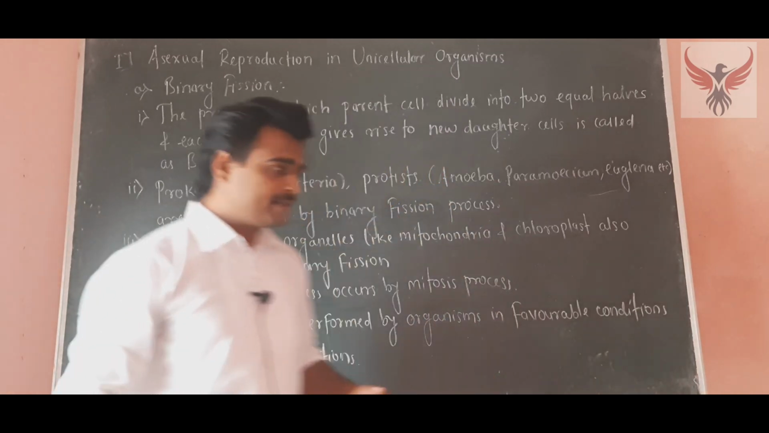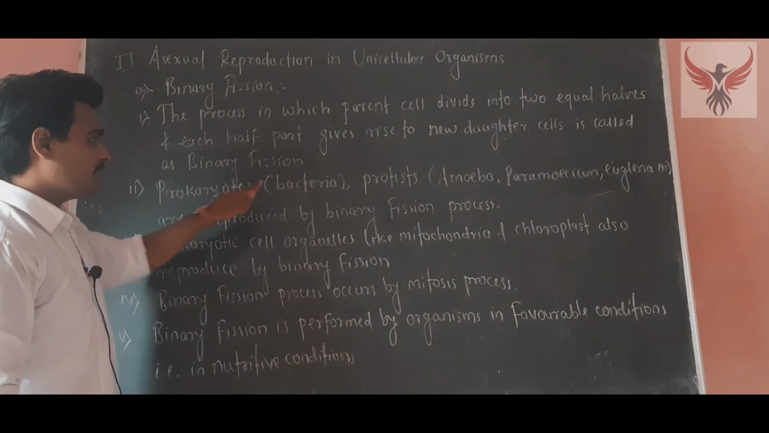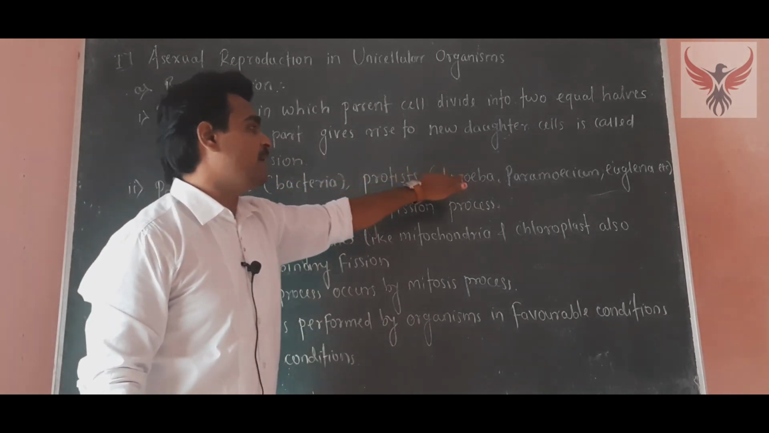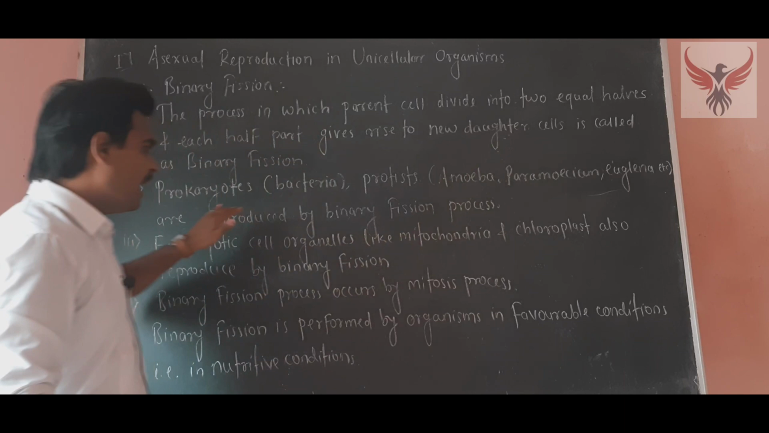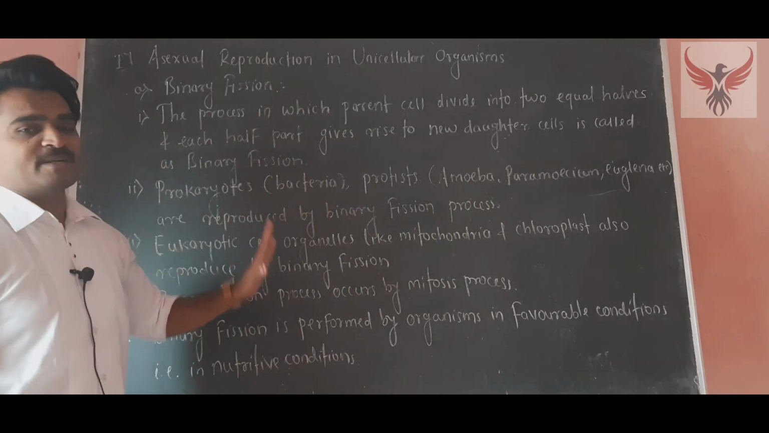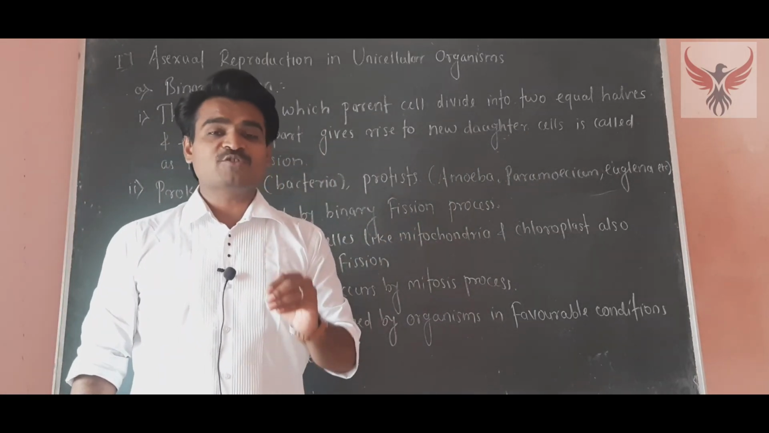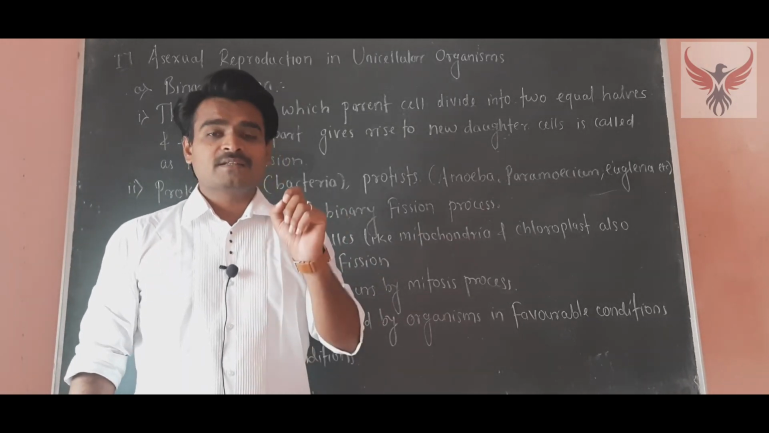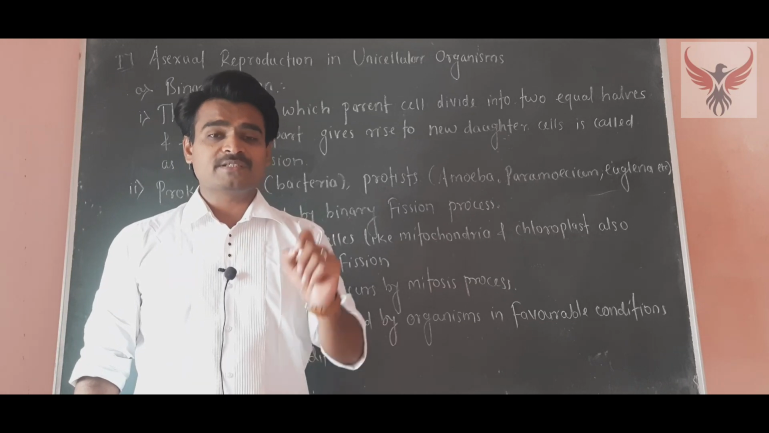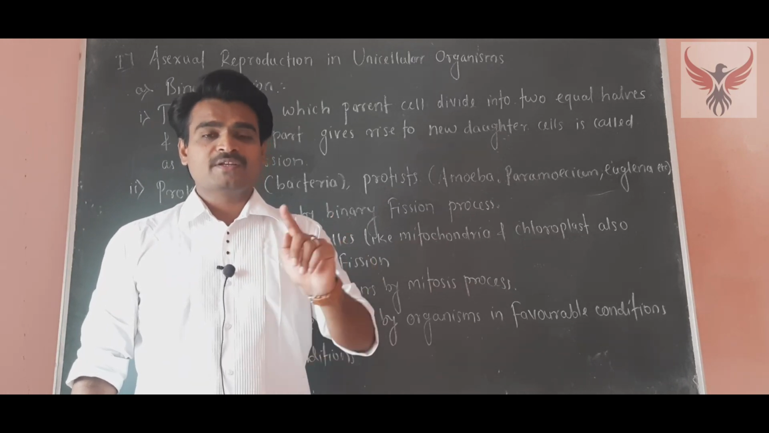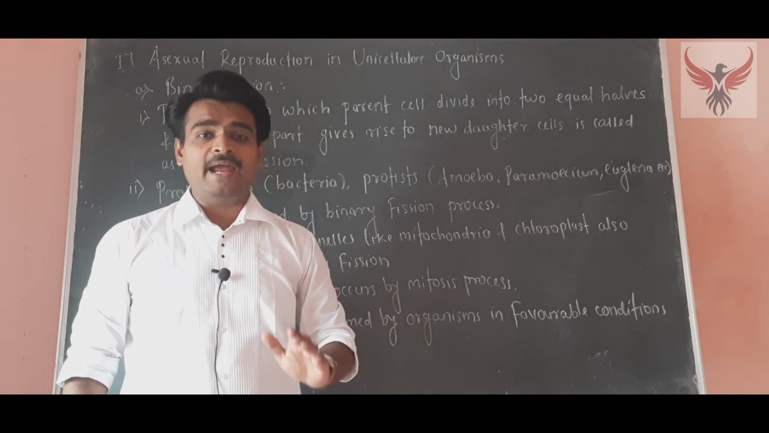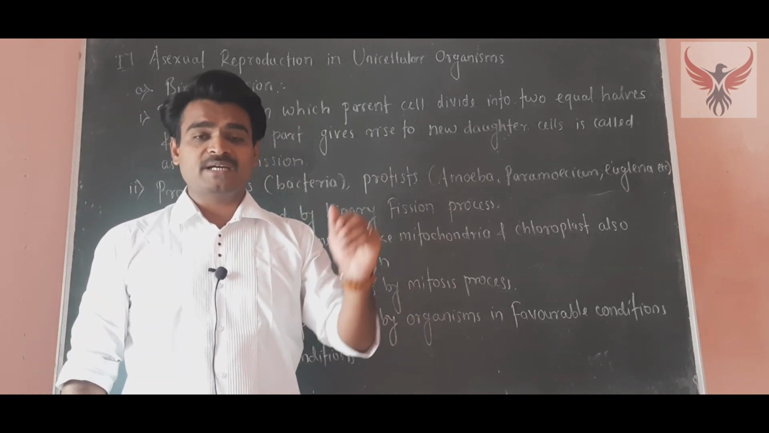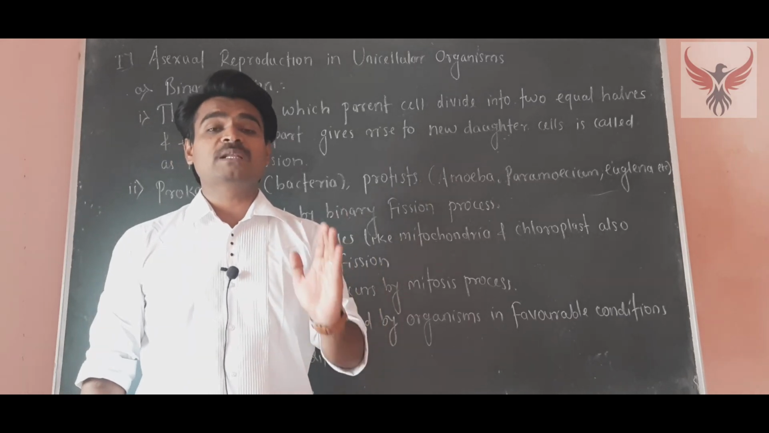The second point here is that prokaryotes like bacteria and protists, that is protista like amoeba, paramecium, euglena, reproduce by the binary fission process. These are examples of organisms that show binary fission. Prokaryotes means organisms in which the cell is underdeveloped.